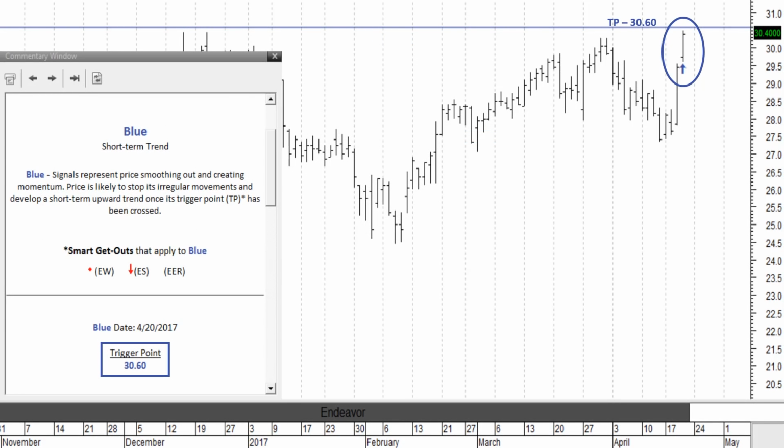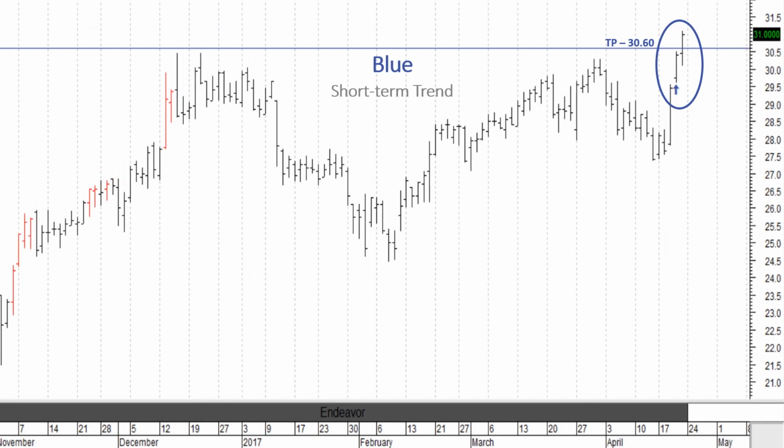Inside the commentary, we're given the exact definition of blue and the guidelines required to confirm the signal. Blue signals simply require price to cross the trigger point to be confirmed. The trigger point in this example is 30.60, as shown by the blue line on the chart. The next day, price crosses the trigger point, confirming the signal. It's now safe to enter the trade, and you should expect a short-term upward trend to develop.